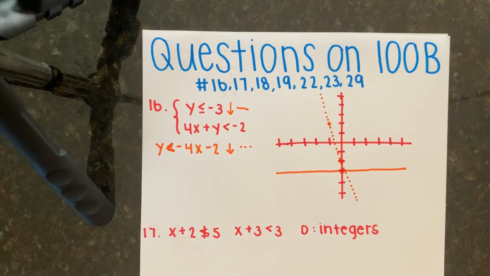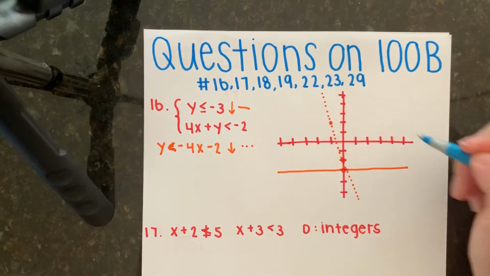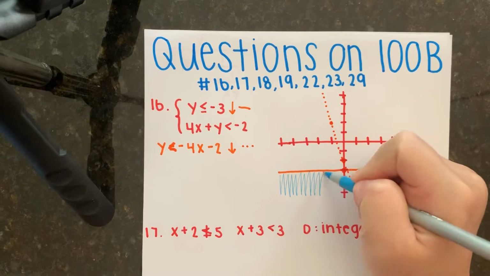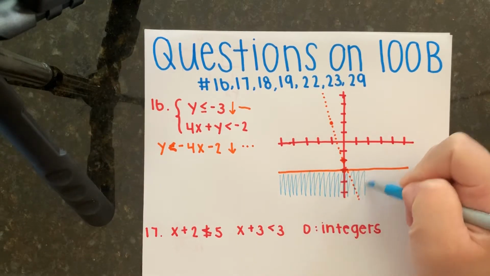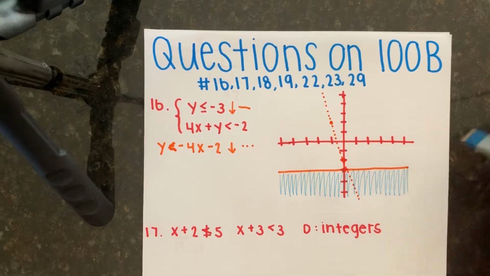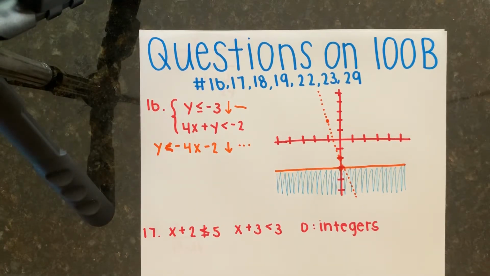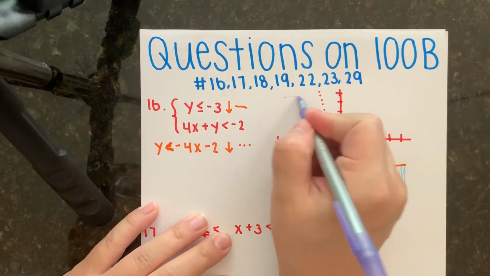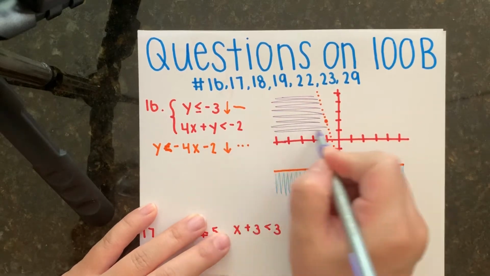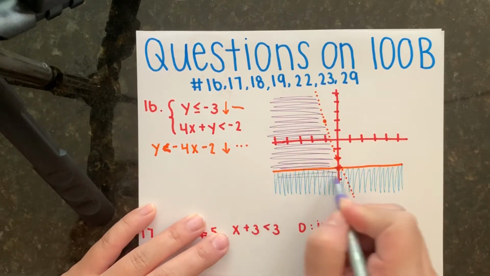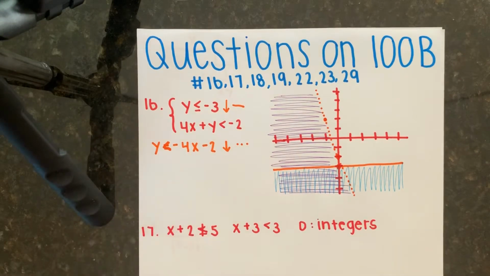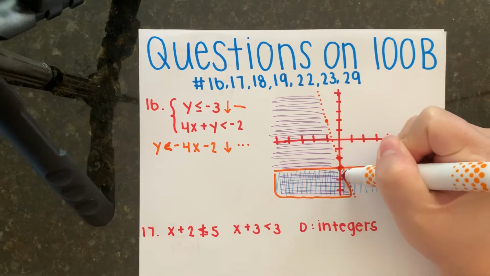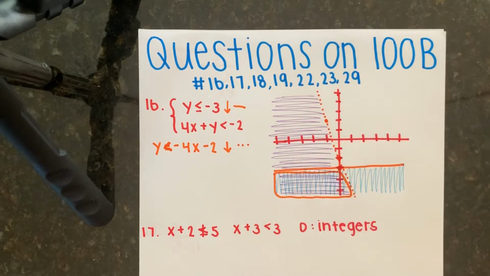So now for the shading portion of this problem. For the first line, the solid line, I'm going to shade everything below it. So that means I'm going to shade everything under here. And then for my dotted line, I'm going to shade everything below the dotted line. And so below would be everything over here. Which means that your answer is going to be this portion, the portion below the solid line and below the dotted line. And that would be your result.